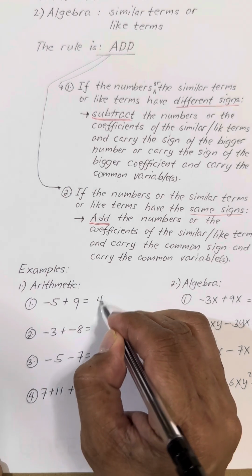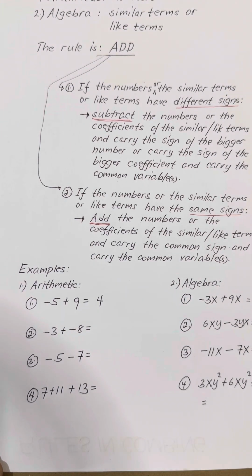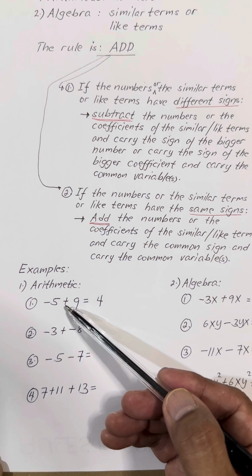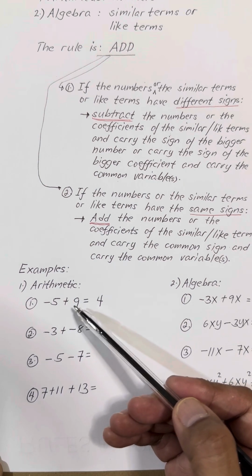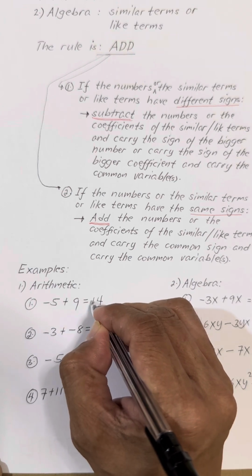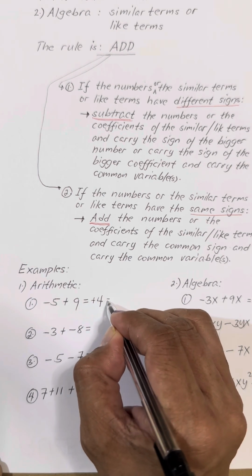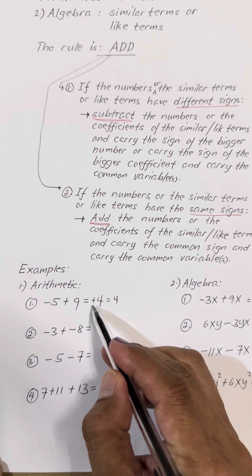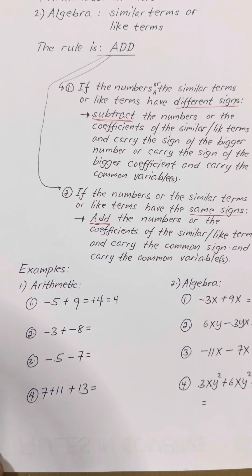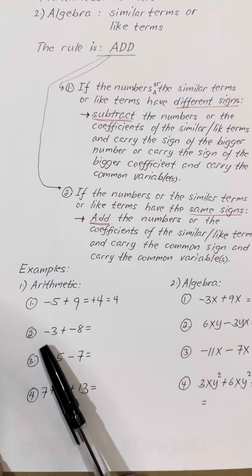And then, look at the sign of the bigger number. In this example, the bigger number is 9. And the sign of 9 is understood to be positive. So we have to carry the sign which is positive. So your answer is positive 4, or simply 4. You don't have to write the sign if the sign is positive. How about the second example?